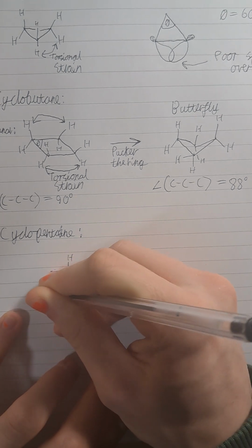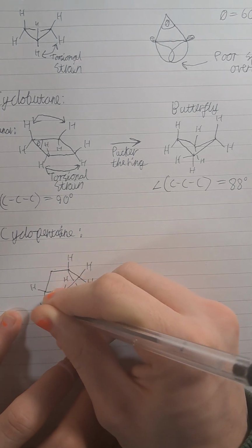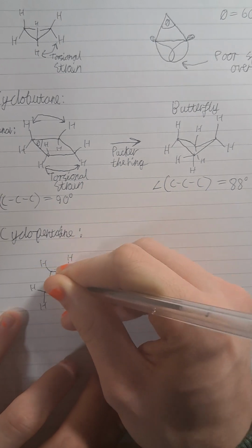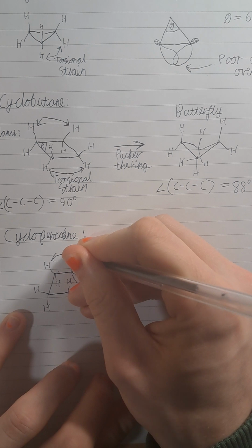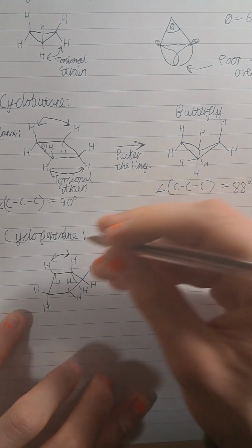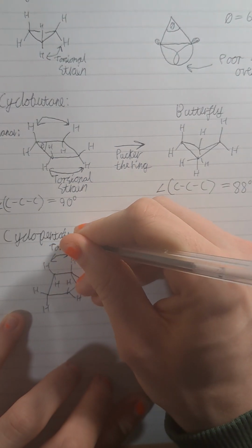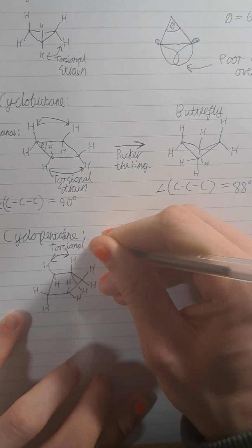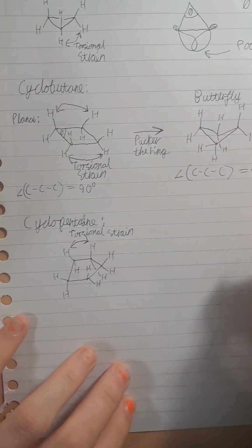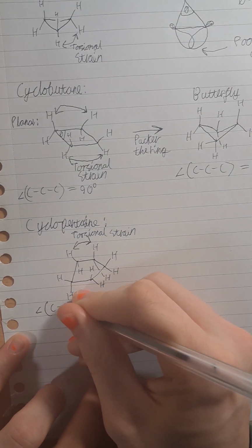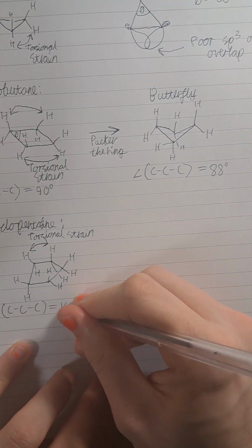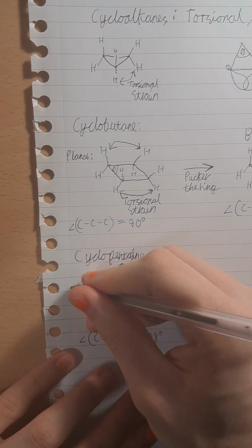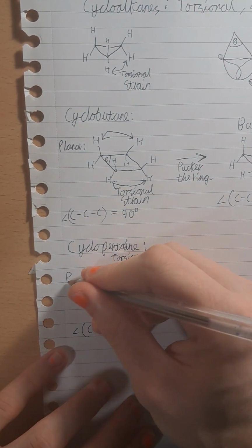I'm just frantically looking between my notes that I've written down and trying to make sure I draw this correctly. Right then, so between here and here, you already know this torsional strain. The CCC bond angle is going to be equal to 108 degrees. This conformation, then again, is the planar conformation.